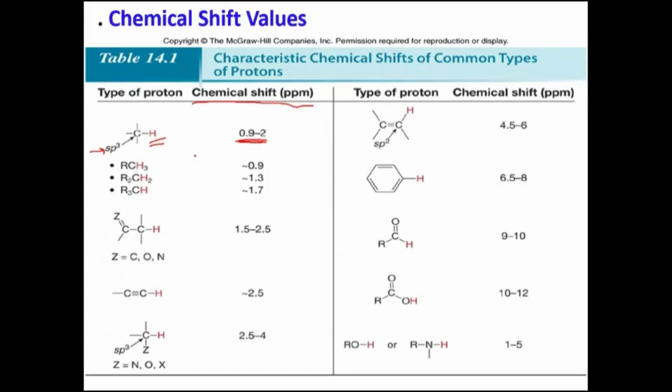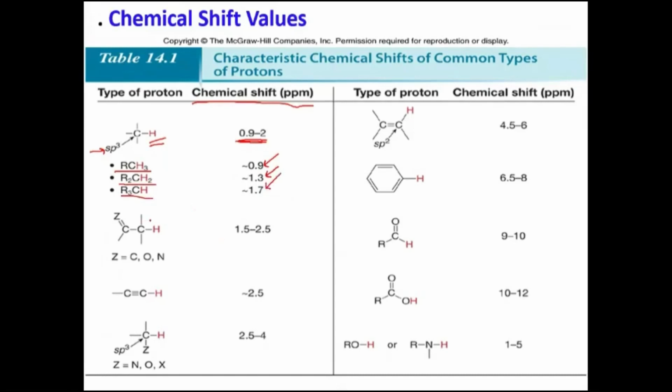Okay, now in that there are three types. If it is attached to a primary carbon, the value will be around 0.9. If it is a secondary carbon, the value will be approximately 1.3. And if it is a tertiary carbon, the value will be around 1.7.